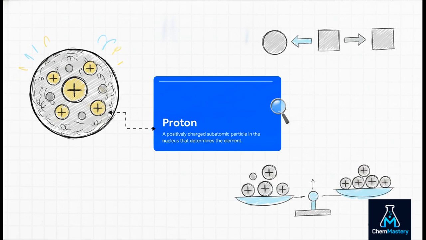To really build our foundation for how this core works, we need to quickly define who actually lives there. First up is the proton. Just remember that the proton carries a positive charge. But honestly, more importantly than that, the number of protons acts as the ultimate unique identifier for any given element. If you change the number of protons, you literally change what the element is. It's a total identity shift.